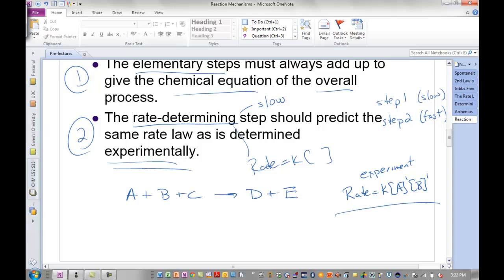Okay, so here's our rate law. It's saying our rate is determined only by A and B. So what we're going to do then is say, well, my slow step must involve just A and B. C must not be in there yet. So this might be a mechanism that I propose. I might say step one, A, okay, where did my pen go?